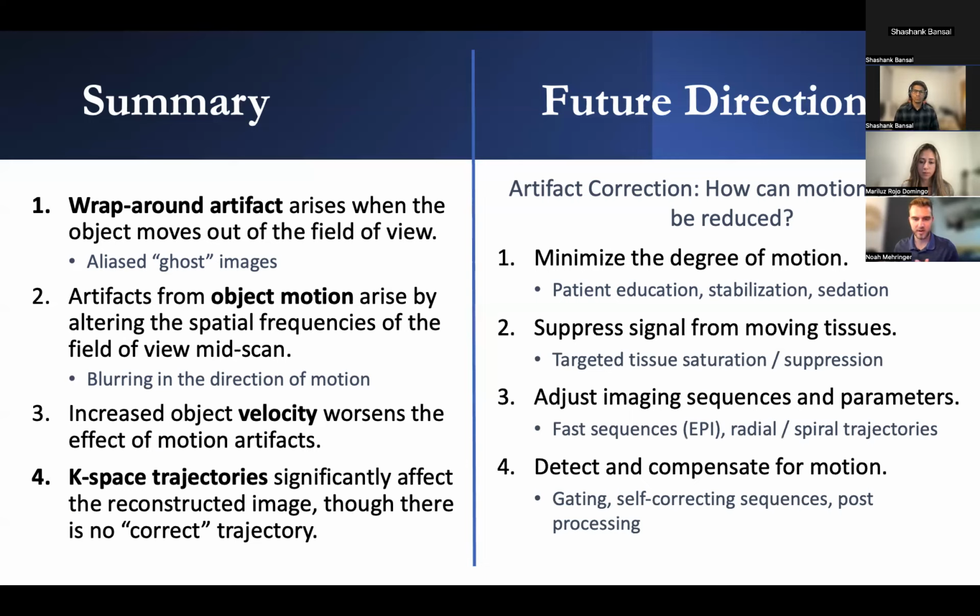And finally, there are plenty of ways to detect and compensate for motion, such as cardiac gating, sequences that actually correct for motion as they're taken, and then lots of post-processing that can be done to fix rotational artifacts by co-registering images.